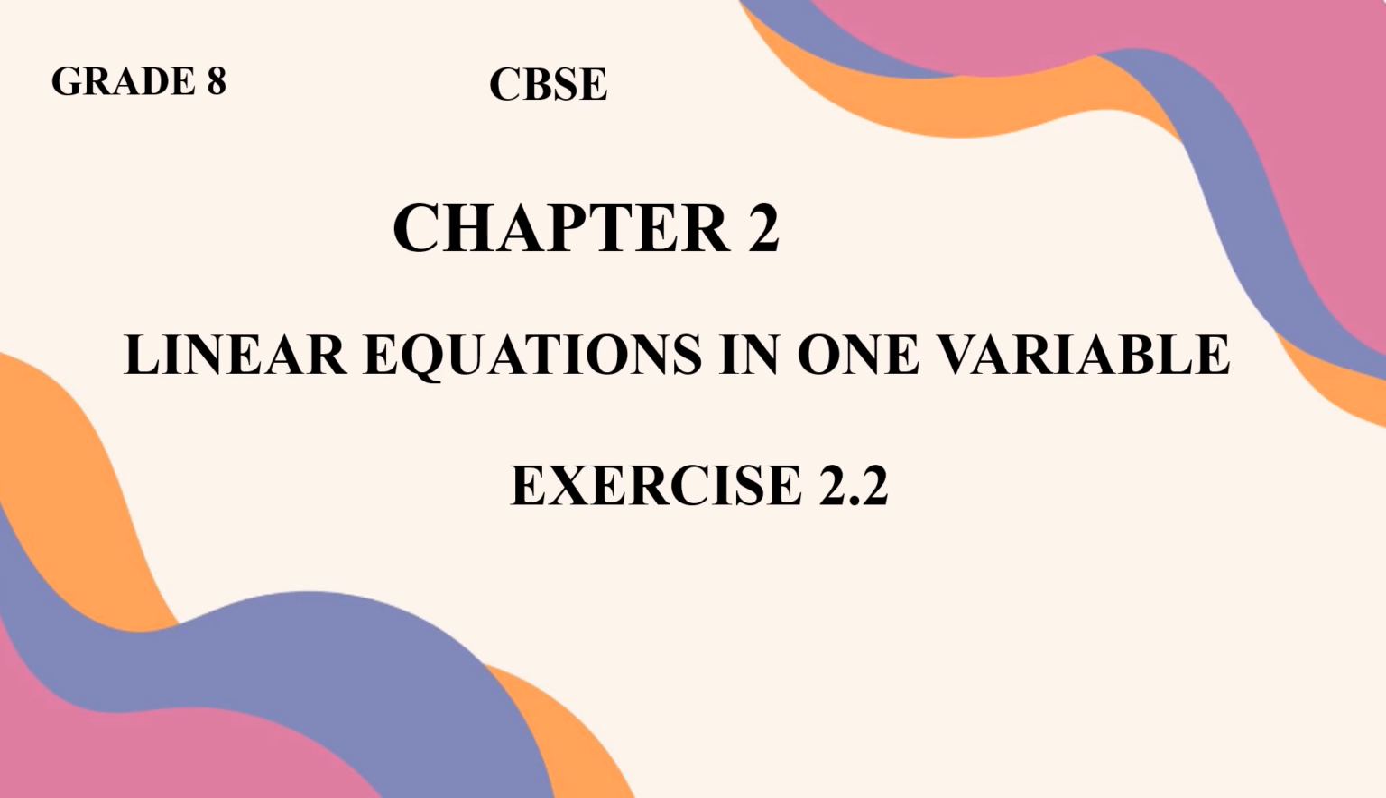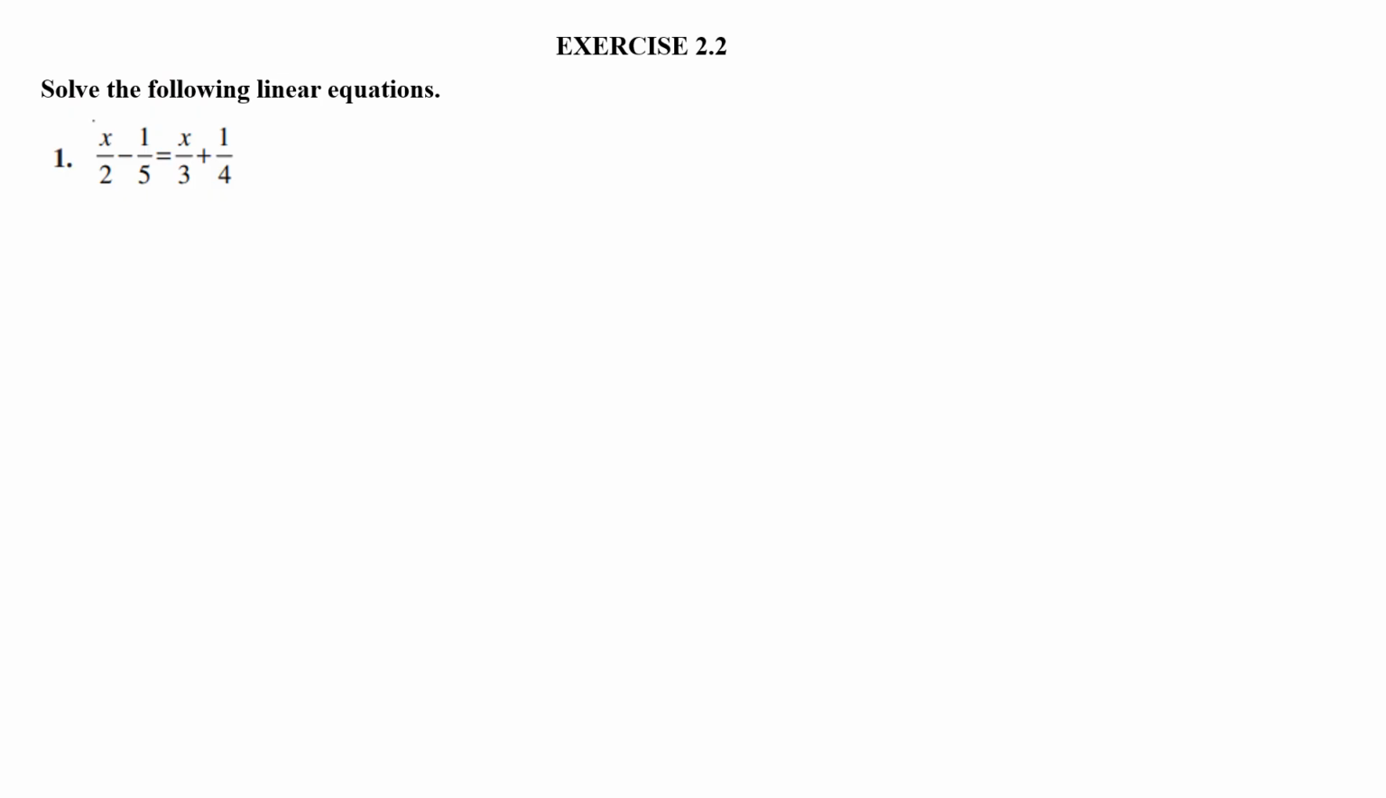Now in this video, I will be solving the questions of exercise 2.2 of the chapter linear equations in one variable. So let's begin the class. Question number 1. Solve the following linear equations. First question is x by 2 minus 1 by 5 equal to x by 3 plus 1 by 4.